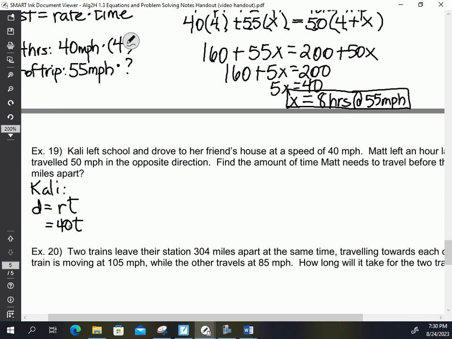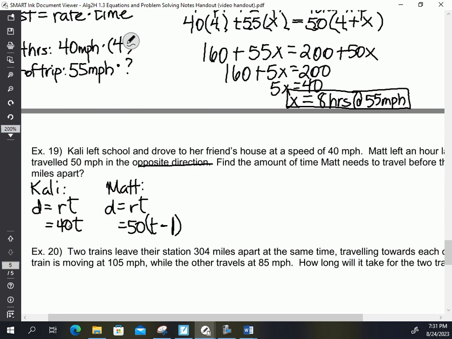Matt left an hour later and traveled 50 miles per hour going in the opposite direction. We'll take care of the opposite direction in a second. In Matt's case, he is going 50 miles per hour. He left 1 hour later, so that means Callie has been driving an hour longer than he has. So if Callie's driving t hours, Matt is t minus 1, because he left an hour later. So he's been driving less time.